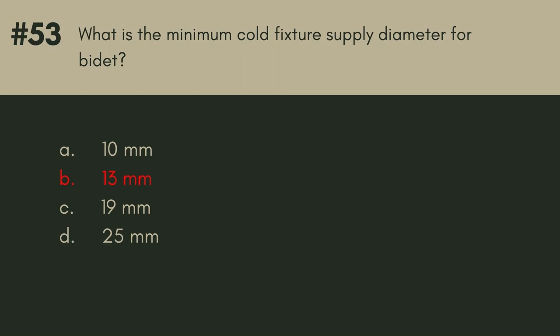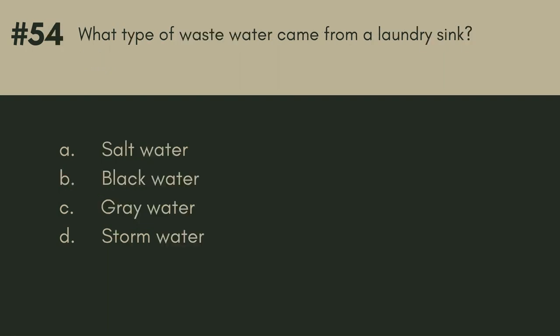13 millimeters. Question 54. What type of wastewater came from a laundry sink? A. Salt water. B. Black water. C. Gray water. D. Storm water. The answer? It's C. Gray water. Gray water. The type of wastewater from laundry sink.